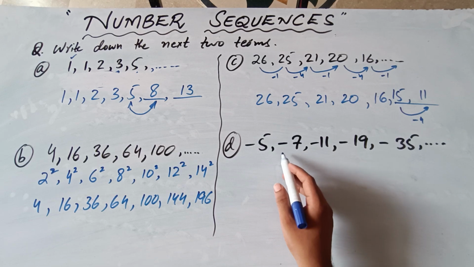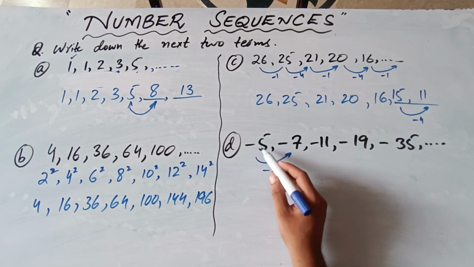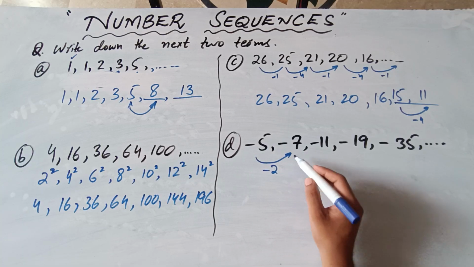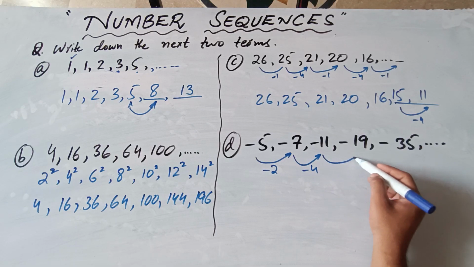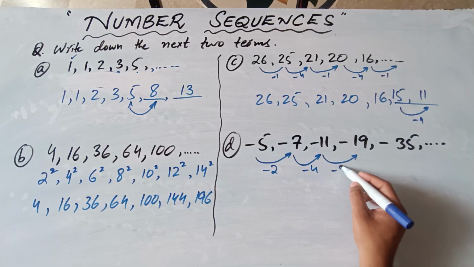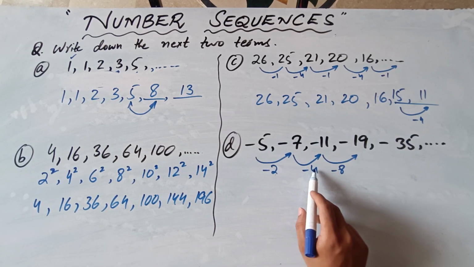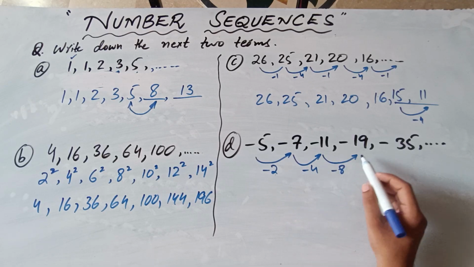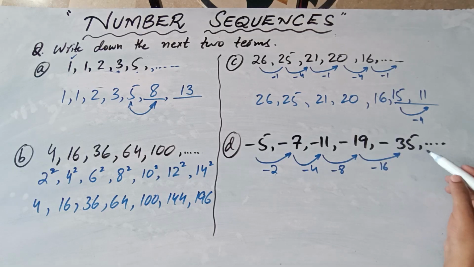What is happening over here? Subtracting 2. Minus minus is plus. So minus 2. Then minus 4. Now what is happening? Minus 8. It means they are getting doubled. Double of 2 is 4. Double of 4 is 8. And then double of 8 is 16. Now the double of 16 would be 32.